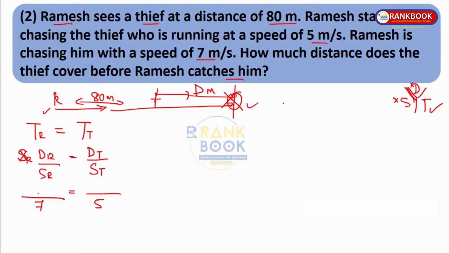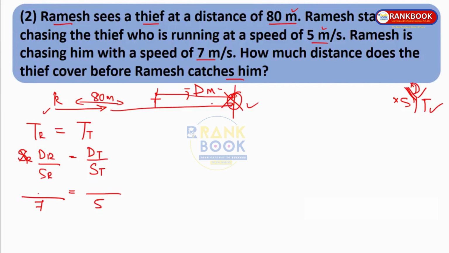Now why do we take meters and not kilometers? Because here speed is given in meters per second. Also the distance between Ramesh and the thief is given in meters. So it is much better to have everything in the same unit. If the speed was given in kilometers per hour, we would assume d kilometers. If the speed is given in meters per second, we will assume d meters. Let the thief travel d meters before Ramesh catches the thief.